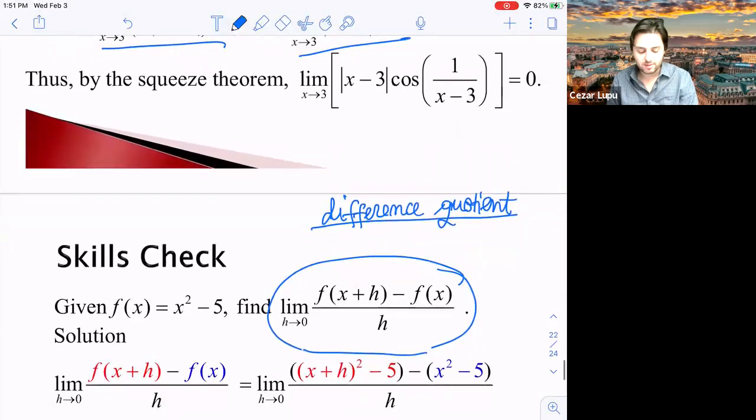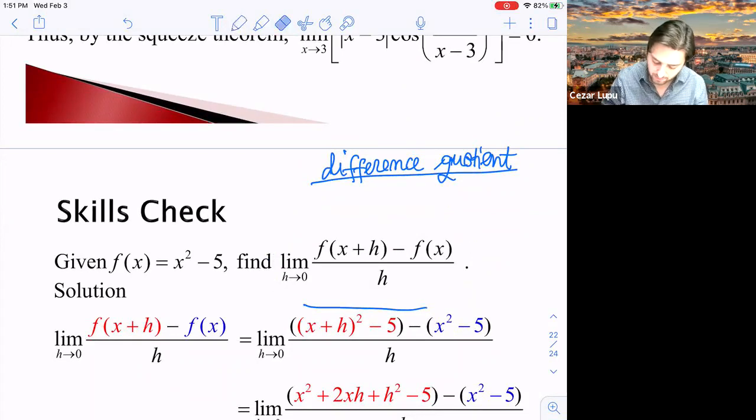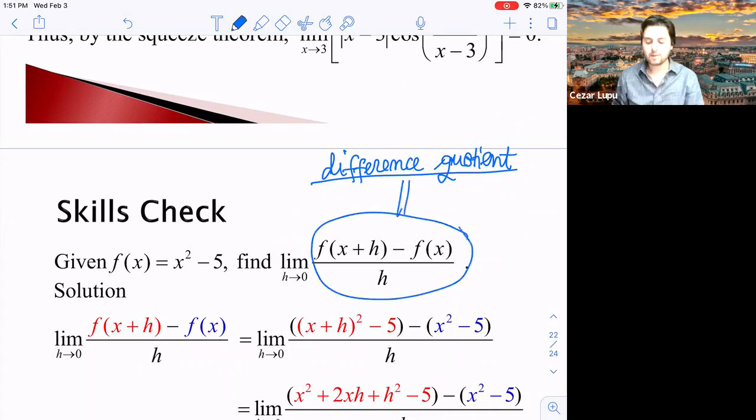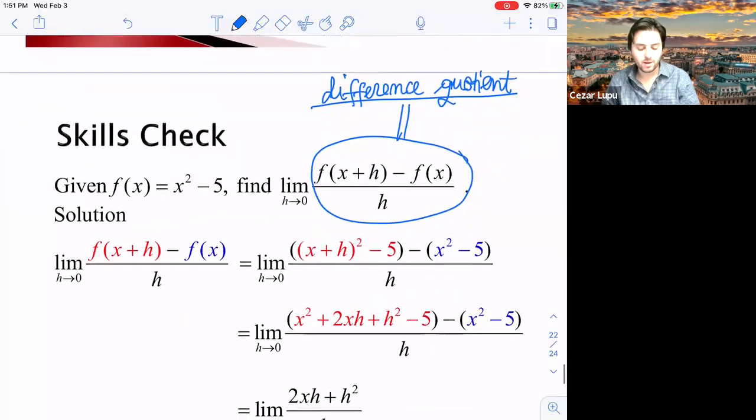So we would like to evaluate this limit as h approaches 0 of f of x plus h minus f of x. So this is, in fact, let me be specific. This is the difference quotient. Only this guy here. So now the limit of the difference quotient as h approaches 0 will be nothing else than just the derivative. But anyway, I'm not going to go into details about this yet. So now we just have to plug it in. You see, I'm evaluating this limit.